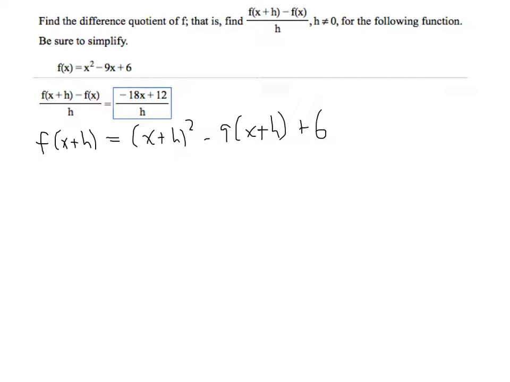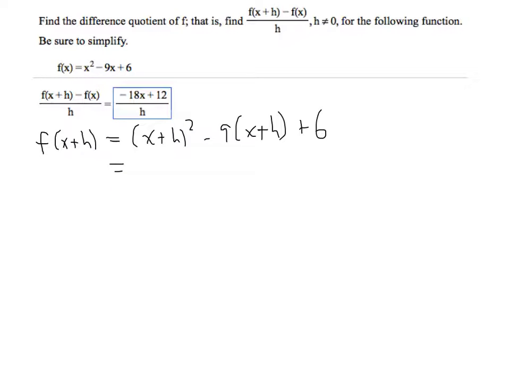Now when I replace a single letter by something more complicated, I have to put parentheses around it because I do mean here minus 9 times all of whatever that is, and so if the x is something more complicated, I want to make sure I get minus 9 times the whole thing, and so that's what I have here, minus 9 times the whole thing. And the same thing here, instead of x squared, all of this squared. But this can be simplified.